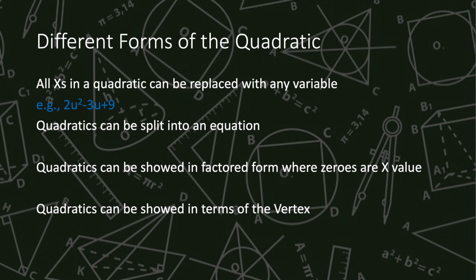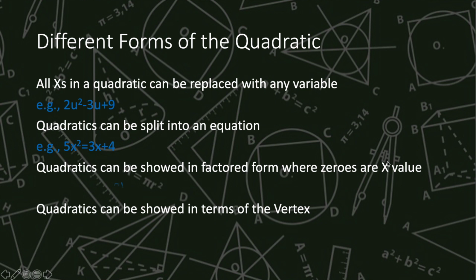Number 2, we have quadratics that are split into an equation. Here's an example. We have 5x squared is equal to 3x plus 4. As you can see, just because our quadratic equation is not all on one side of the equal sign does not make it not a quadratic equation. So yes, you can see quadratics with multiple variables a, b, and c on different sides of an equation. It's still a quadratic.